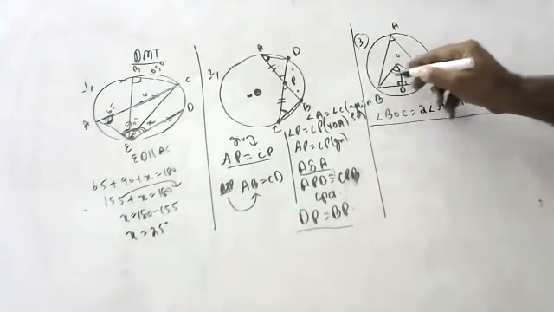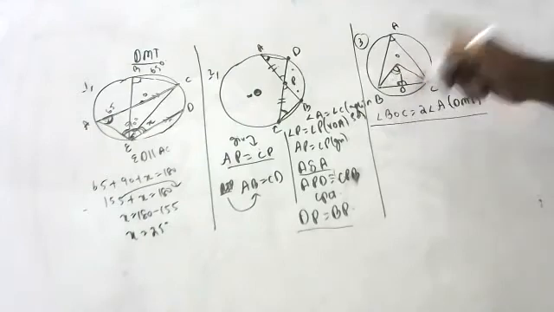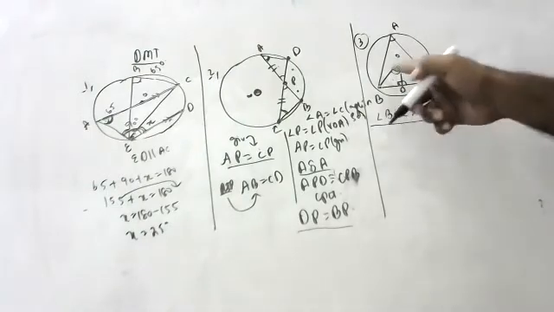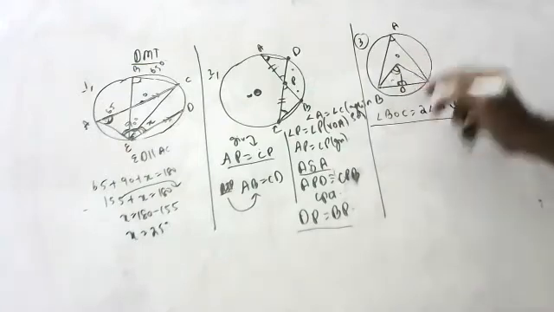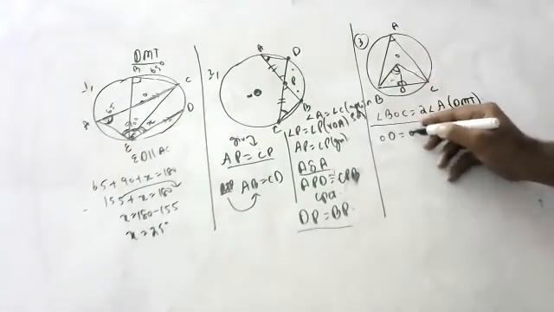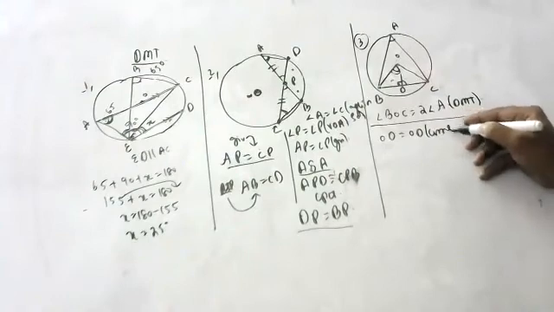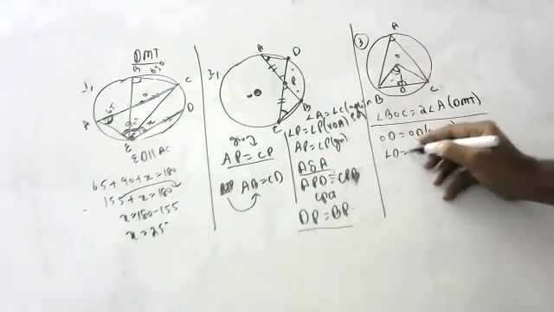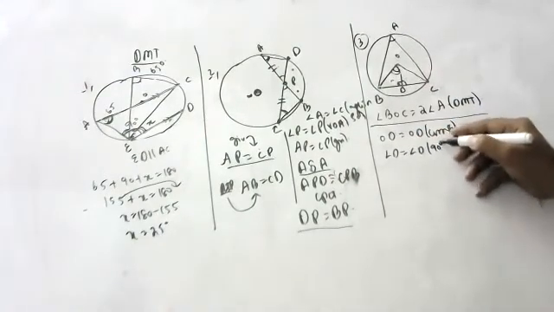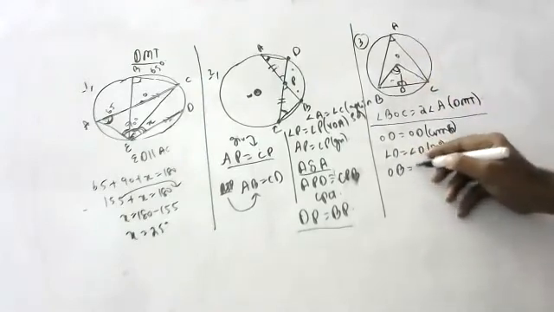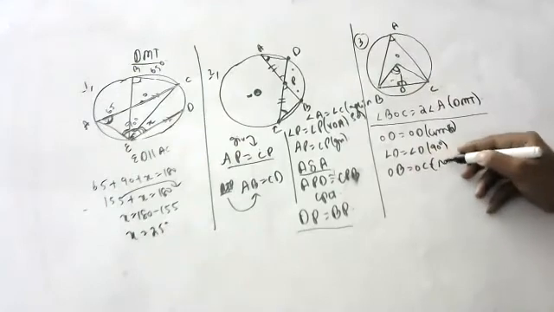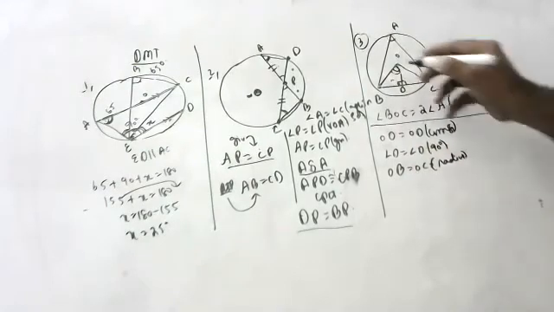Now, can you prove these both are congruent? Yes, sir. Prove then. OD is equal to OD, common side. Angle D is equal to angle D, 90 degrees. OB is equal to OC. Why? Sir, the radii are equal.